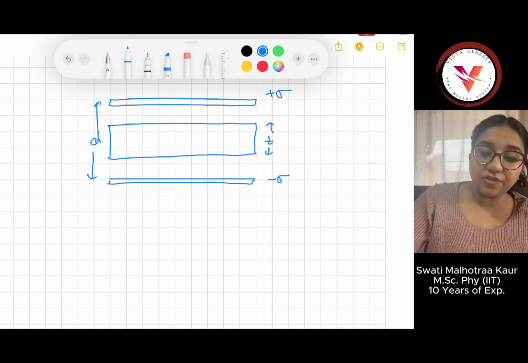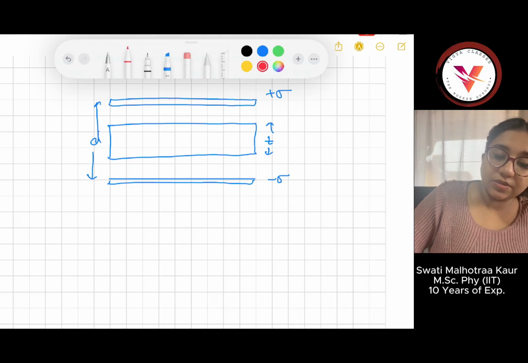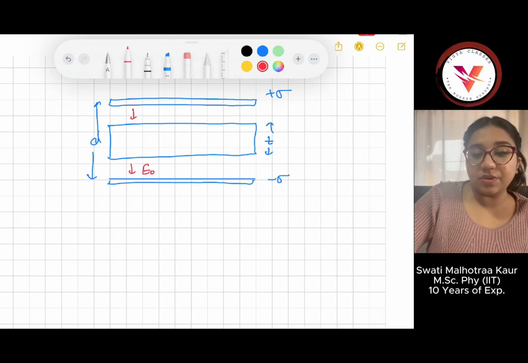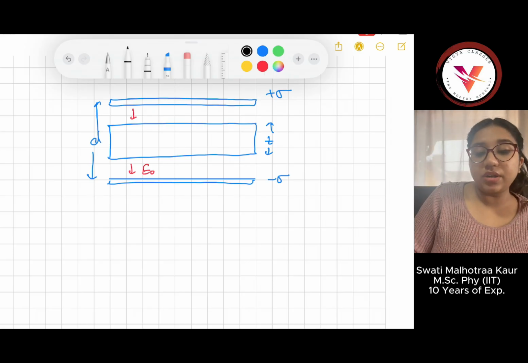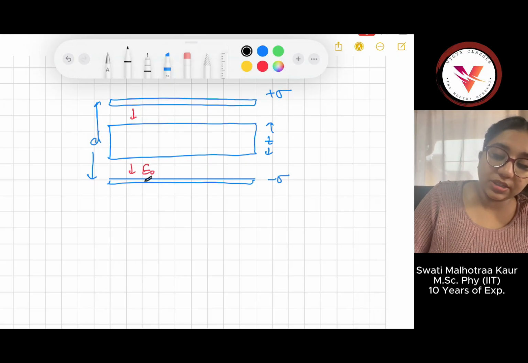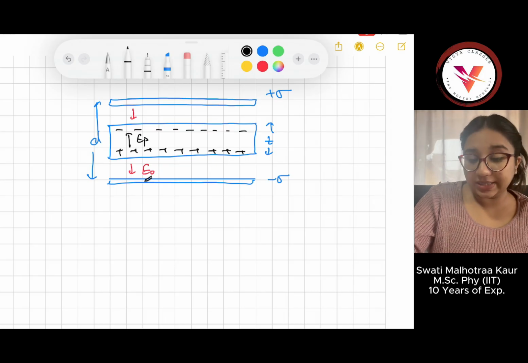Now the electric field, basically first an electric field is developed between plus sigma and this, which is this E naught. Fine. And then another electric field is developed in between the plate, because the polarization will occur in such a way that the external electric field is E naught. Because of this, the negative charge would be here, the positive charge would be here, and from plus to minus there will be an electric field, EP, the polarized electric field.